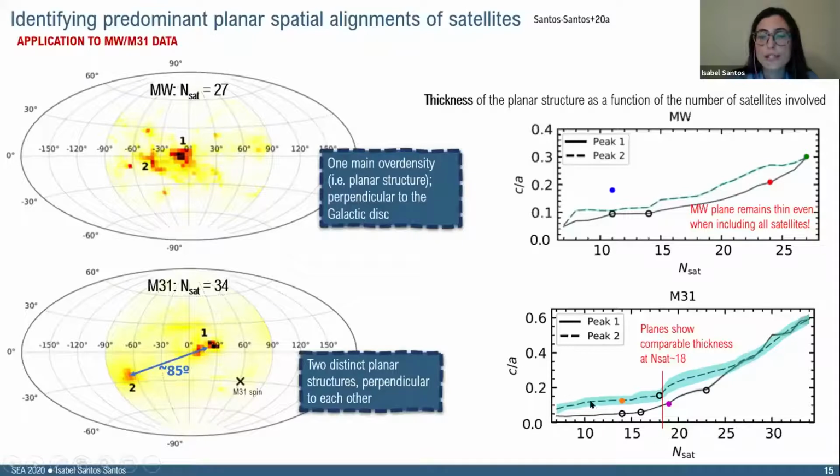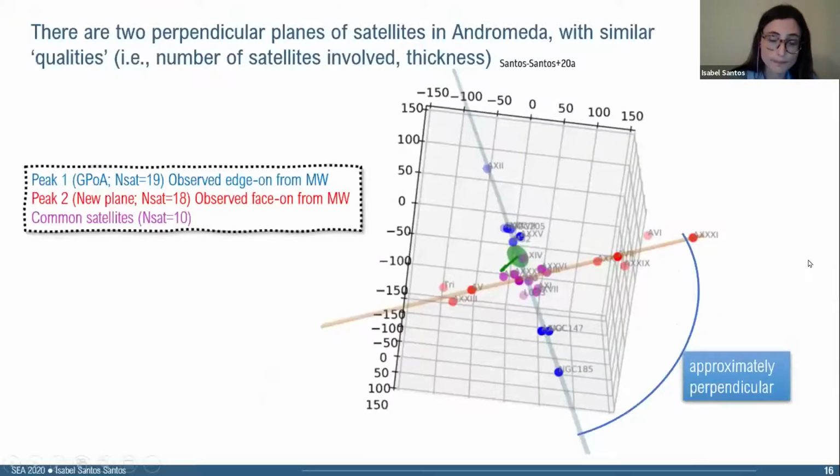We observe that these 2 planes have similar thicknesses up to, let's say, around 18 satellites each. However, the thickness increases as we add more satellites to the plane. This is because these planes, as I said, are perpendicular to each other, which we can see better here in this view where I rotated the system such that we could observe both of the planes edge on.